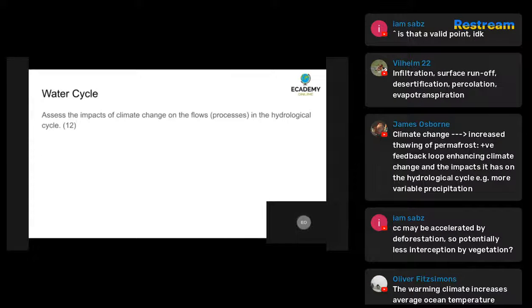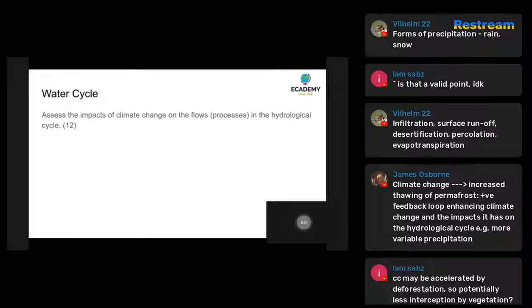Okay, so let's have a look at some of the things that you're mentioning. Infiltration, surface runoff, desertification, evapotranspiration changing, climate change, increased thawing of permafrost, feedback loops, accelerated by deforestation, potentially less interception by vegetation. Okay, let's have a look what the examiner is looking for.